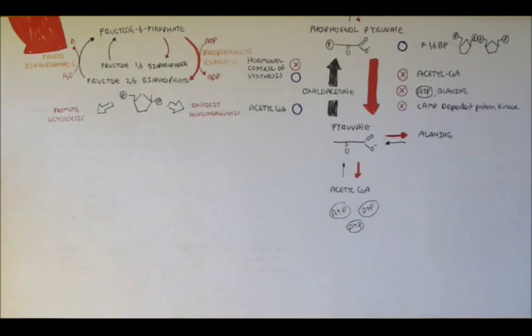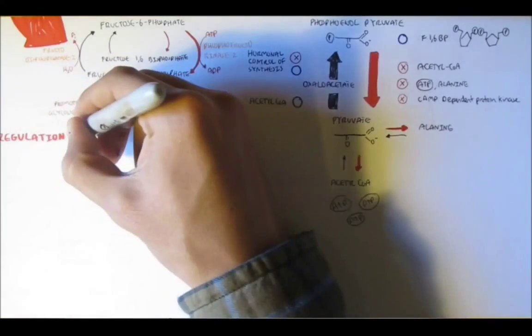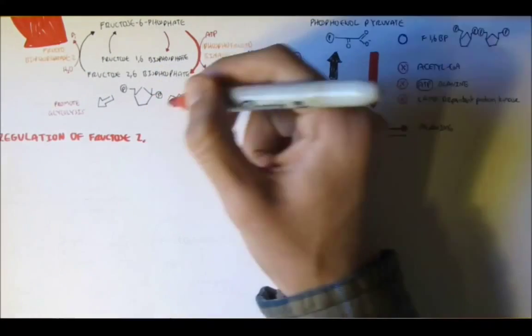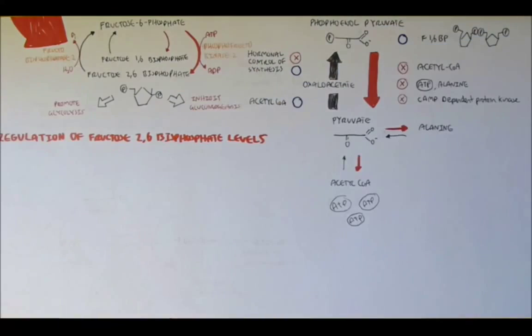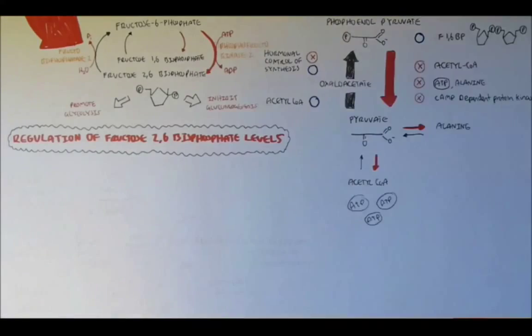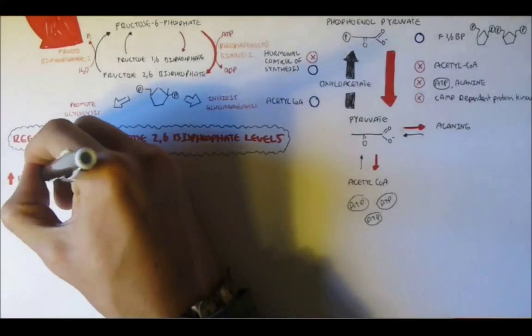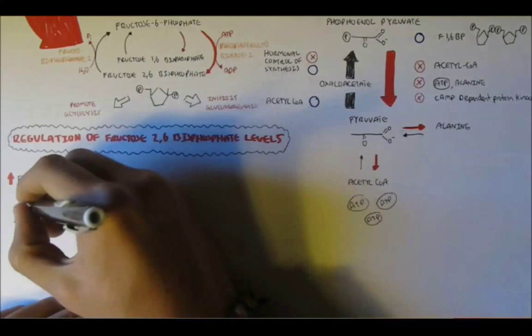Interestingly enough, as the regulation between fructose 6-phosphate and fructose 1,6-bisphosphate is controlled by fructose 2,6-bisphosphate, there are other forces controlling the regulation of fructose 2,6-bisphosphate. Now I would like to portray this in a diagram. So we know that high amounts of fructose 2,6-bisphosphate will stimulate glycolysis, but it will inhibit gluconeogenesis.